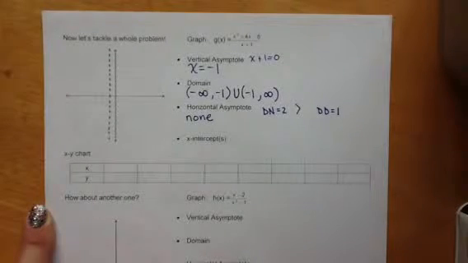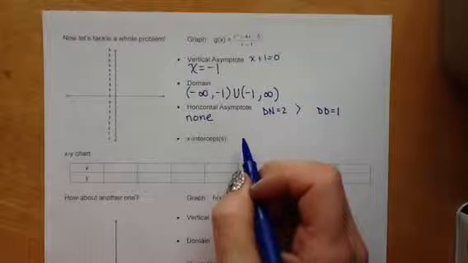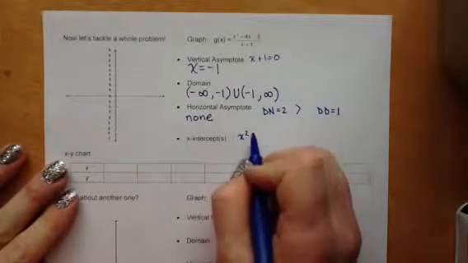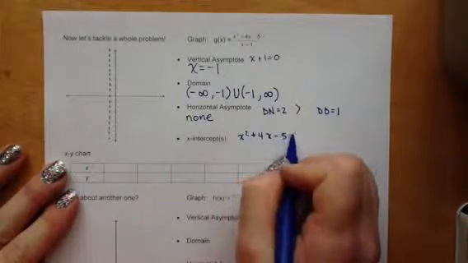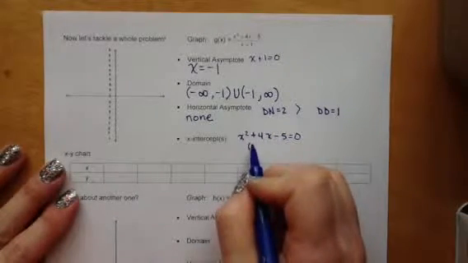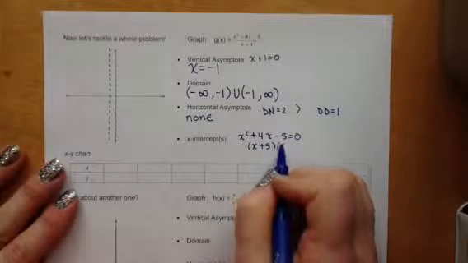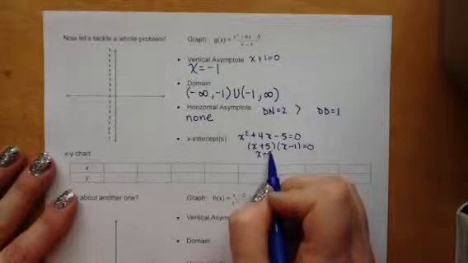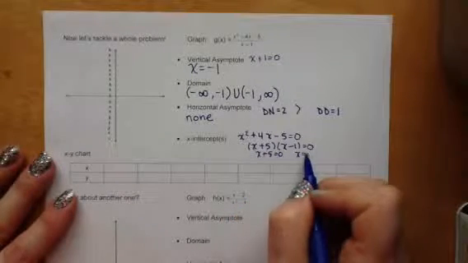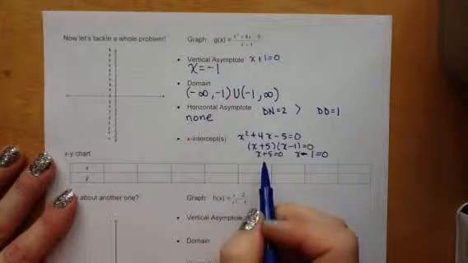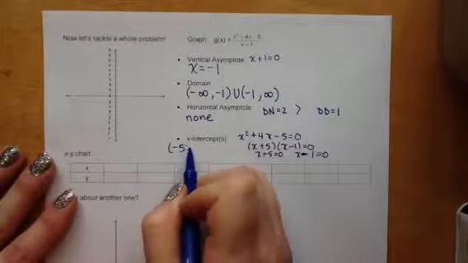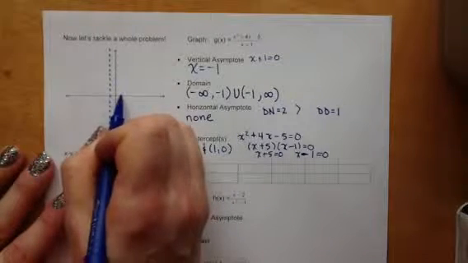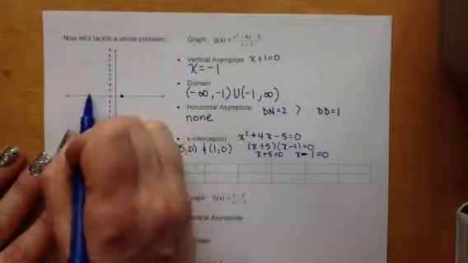For x-intercepts, when I have a non-hyperbolic rational function, to find x-intercepts, I set the numerator equal to 0. This will factor into x plus 5 times x minus 1. So my x-intercepts, I set each factor equal to 0. That gives me an x-intercept at -5, 0, and at 1, 0. So I can put those on there. 1, 2, 3, 4, 5.